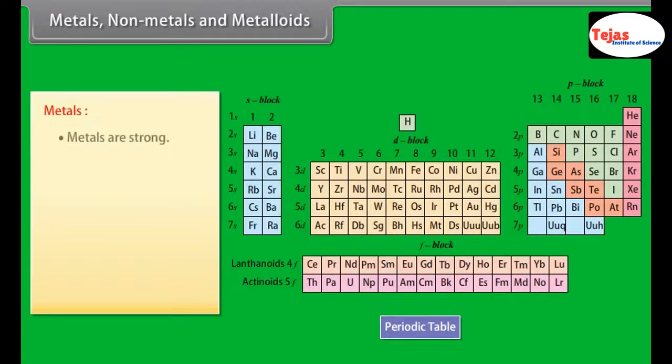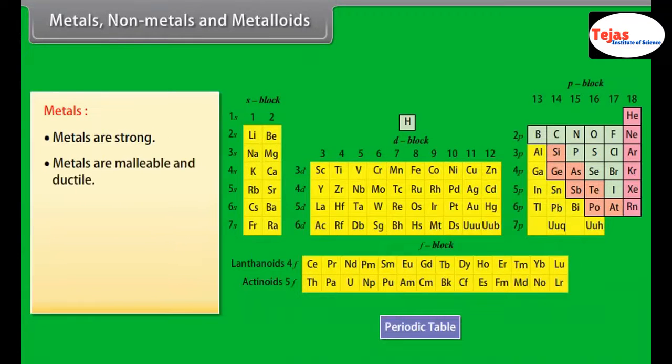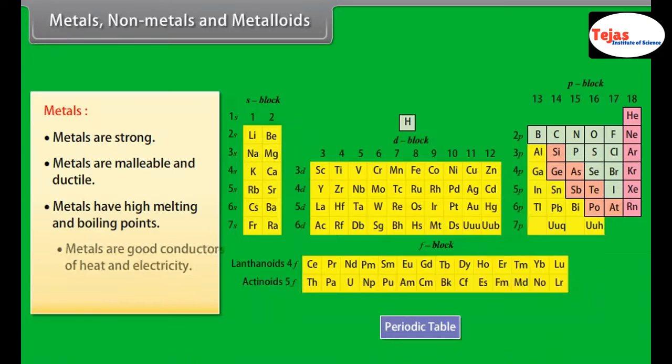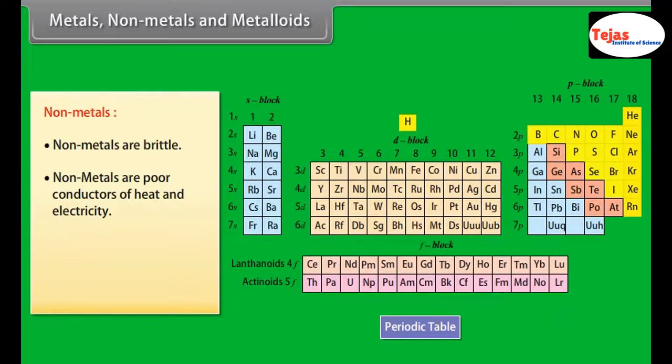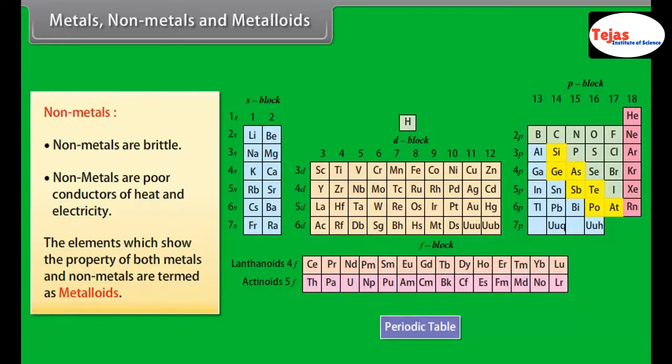Metals. Metals are strong. Metals are malleable and ductile. Metals have high melting and boiling points. Metals are good conductors of heat and electricity. Metals shine on polishing. Non-metals. Non-metals are brittle. Non-metals are poor conductors of heat and electricity. The elements which show the property of both metals and non-metals are termed as metalloids.